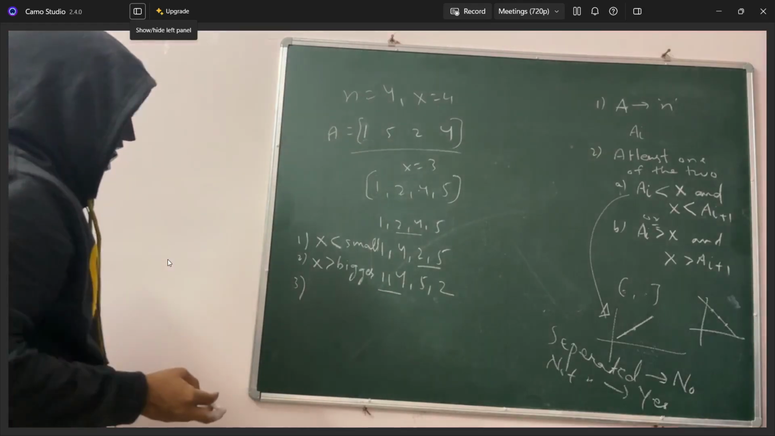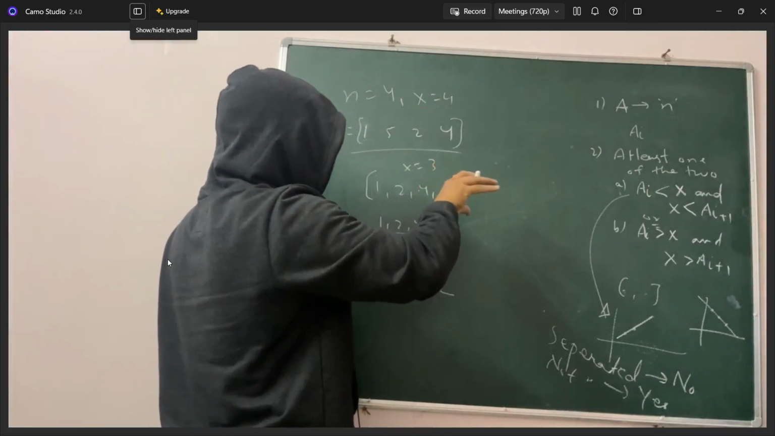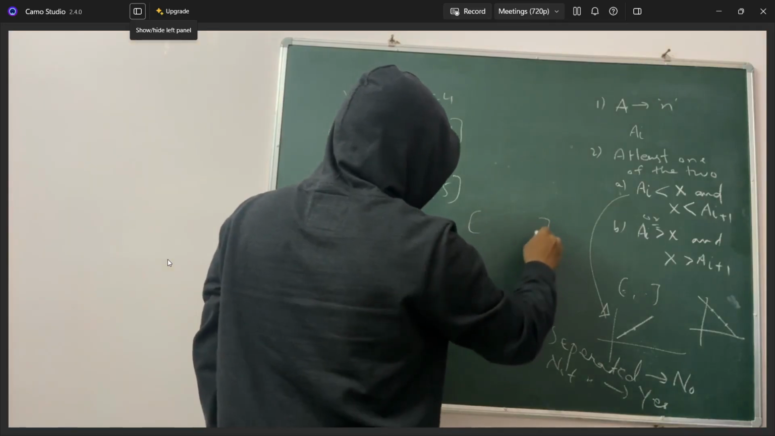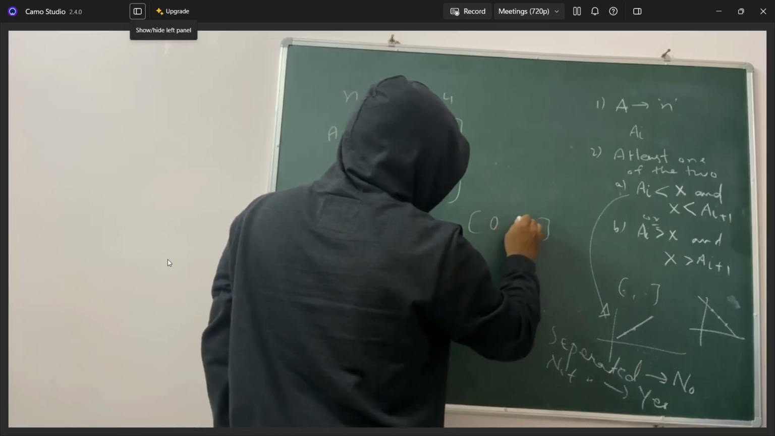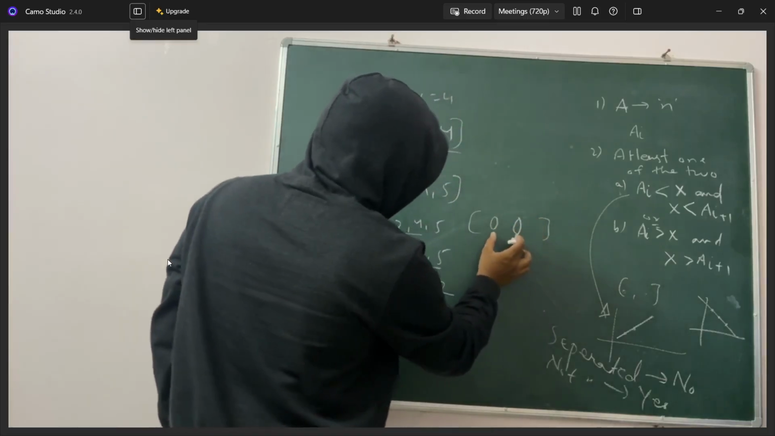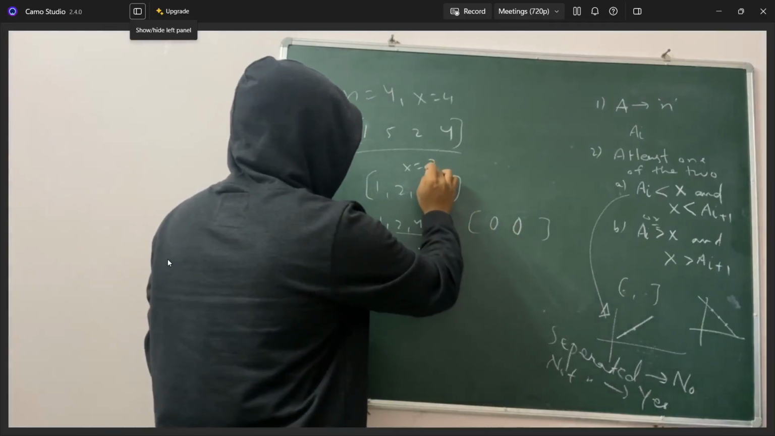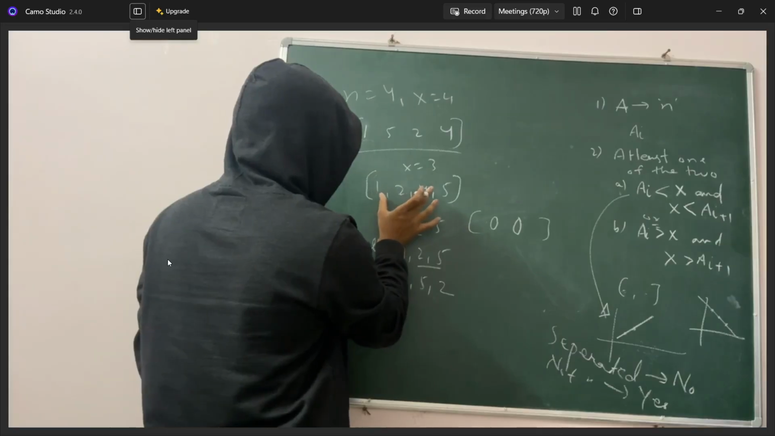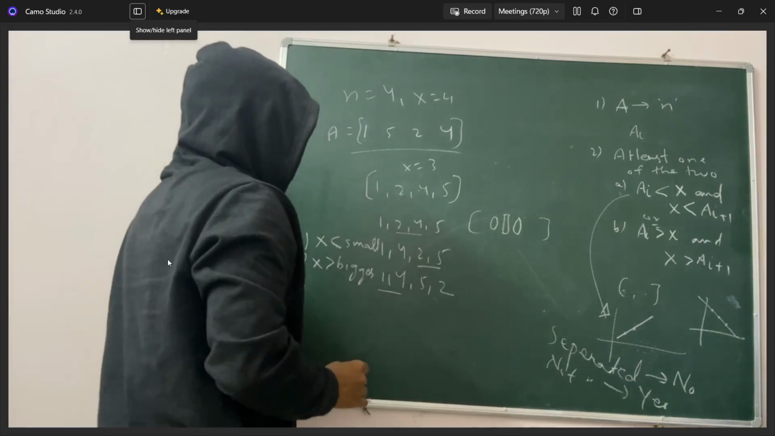What I'm trying to say is that whatever arrangement you are making, there will be a smaller element and a bigger element which are adjacent, and in that case your x, since it is between smaller and larger, it will always hold good here.